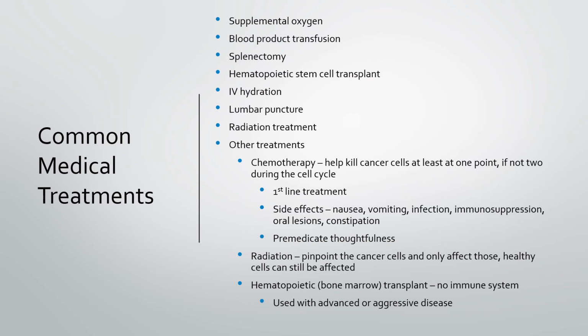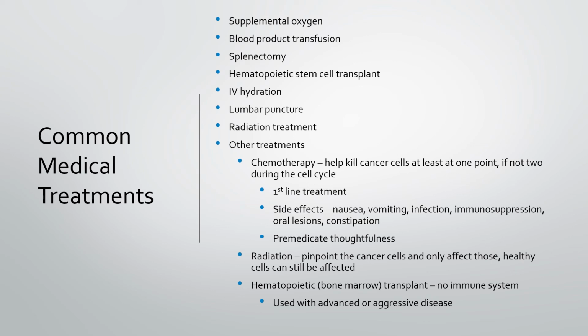Some of the common medical treatments and nursing care that we can think about are supplemental oxygen. Remember, hypoxia is huge with all of these, especially if our sickle cell crisis patients are coming in, or severe anemia. So we want to put some oxygen on them. Blood product transfusions will be seen with those RBC, white blood cell, and platelet disorders. Splenectomy: remember, our spleen filters out the bad blood cells and becomes enlarged. It may need to be removed.